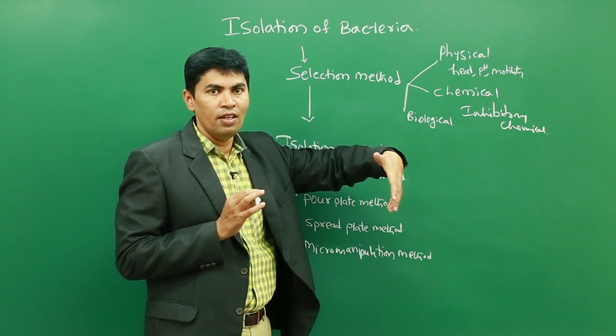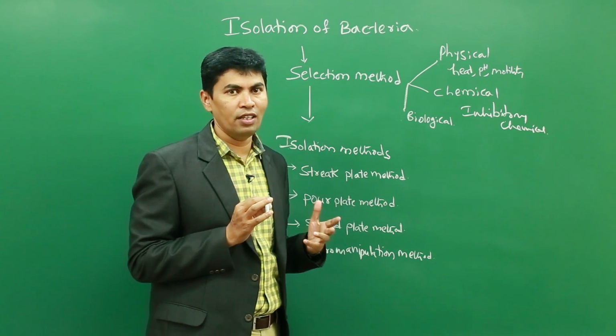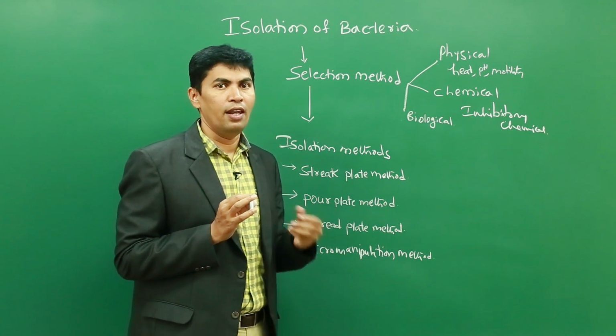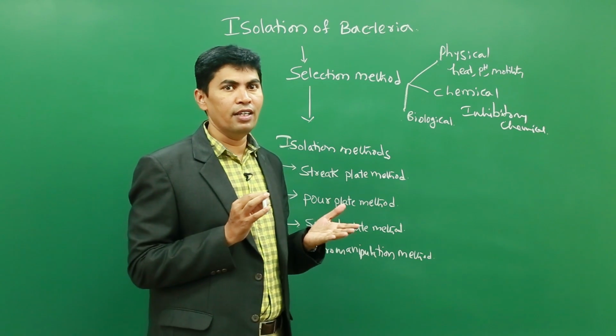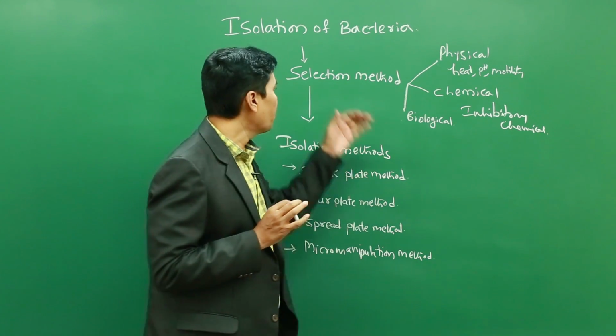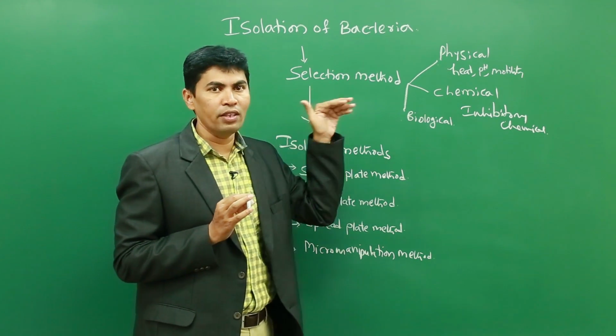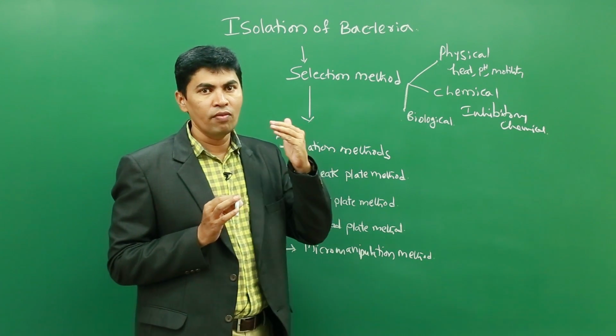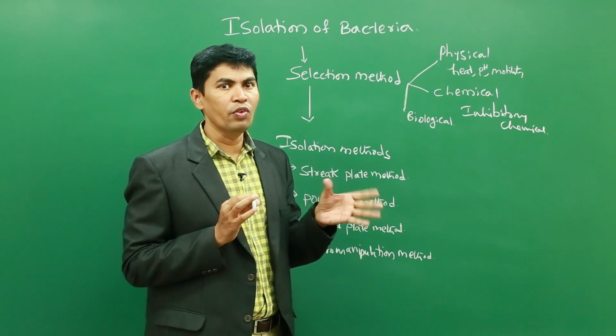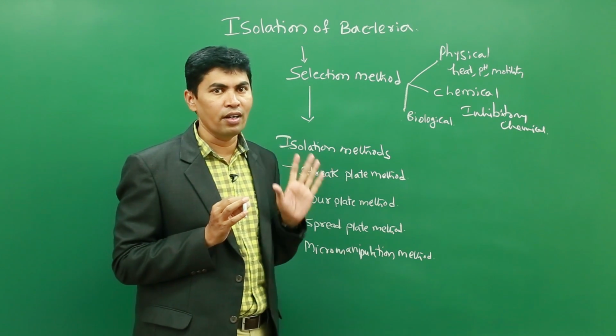By selection, we can reduce the number of bacteria from the natural samples. For example, a natural sample may contain thousands of bacteria, but after employing the selection methods, the number will come down to just a few, maybe 10 or even up to 100.